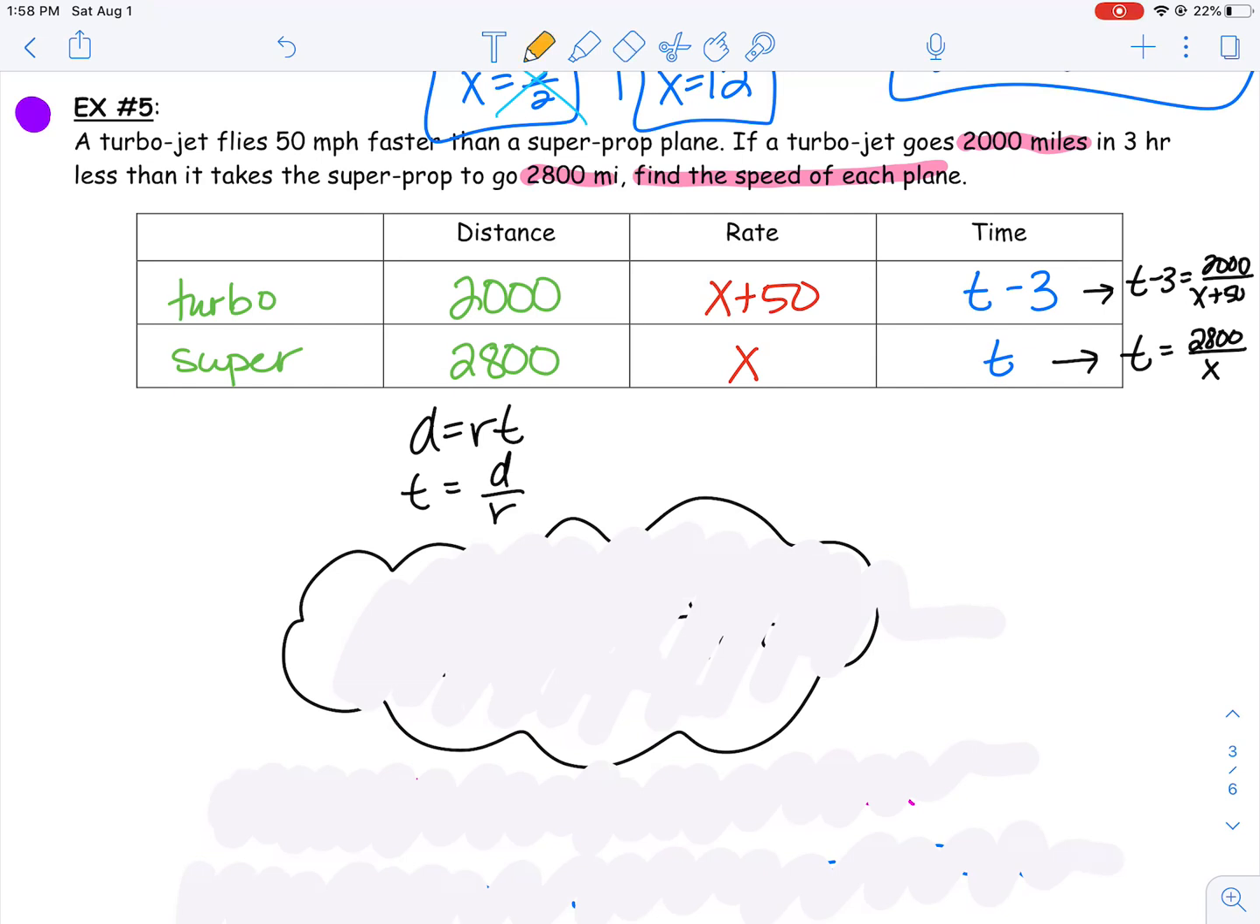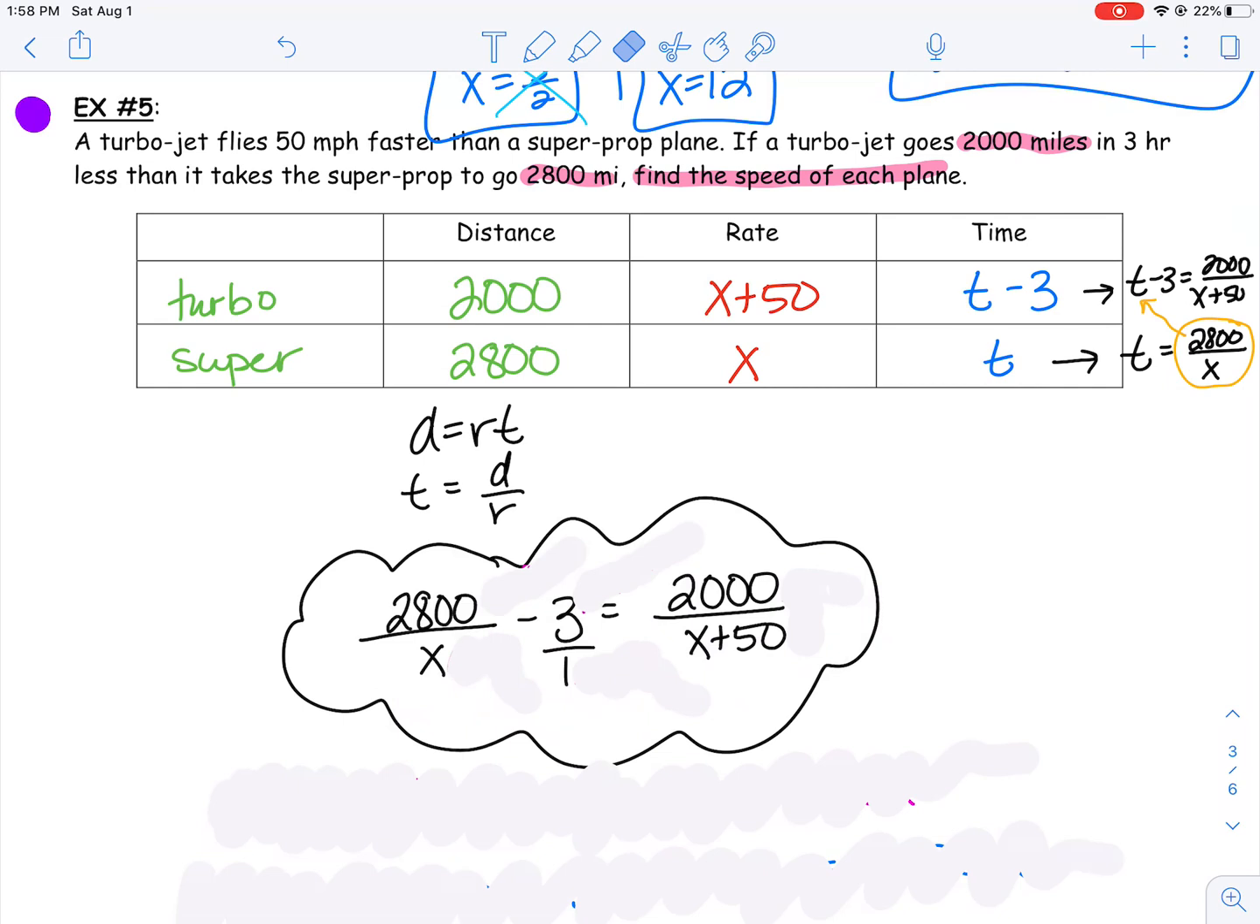And we can use our ideas of solving a system by substitution, by taking this t and plugging it in for this t. So then I actually get an equation that says I have 2,800 over x minus 3 equals 2,000 over x plus 50, because I can take the time from the one and plug it into the time of the other. I can substitute in the 2,800 over x into the t of the other equation, because that's what t equals, right? Using my idea of substitution.